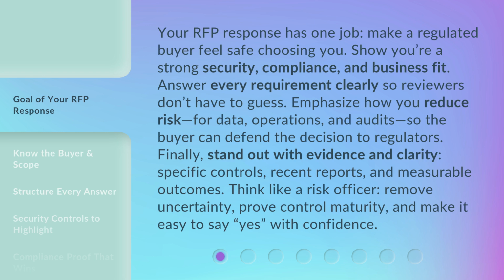Emphasize how you reduce risk for data, operations, and audits, so the buyer can defend the decision to regulators. Finally, stand out with evidence and clarity: specific controls, recent reports, and measurable outcomes. Think like a risk officer. Remove uncertainty, prove control maturity, and make it easy to say yes with confidence.